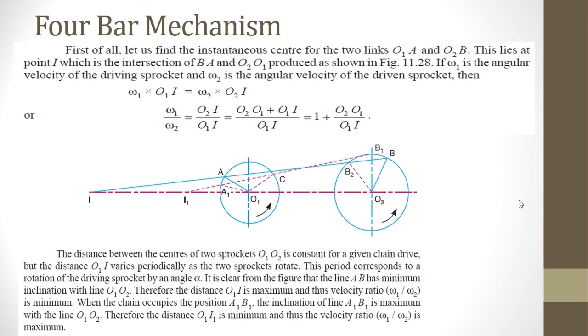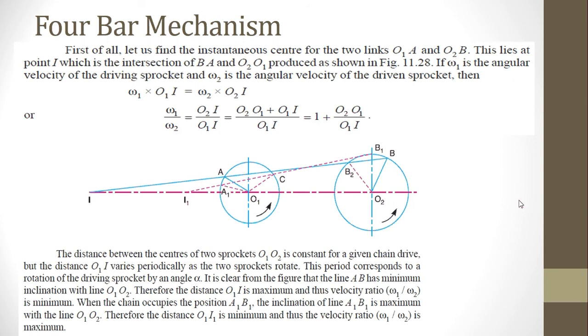Now if we want to find out the velocity ratio between the two sprockets, we can solve it with the help of the instantaneous centers. The instantaneous center concept you must have known from your dynamics and mechanics of machines course. If we solve the system for the instantaneous center case, we will get a simple equation, that is omega 1 into O1I is equal to omega 2 multiplied by O2I.